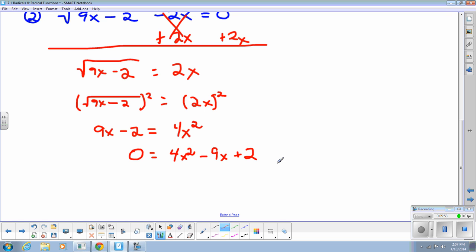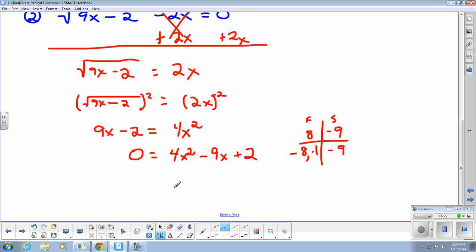So let's see. I have a number in front of 4x squared. So that means, are there any common factors first? Oh, no common factors. All right, build my table. Just to remind me, I want the factors of 4 times 2, which is 8, that have a sum of negative 9. That tells me I'm going to need a negative 8 and a negative 1. And that has a sum of negative 9. So negative 8 and negative 1.